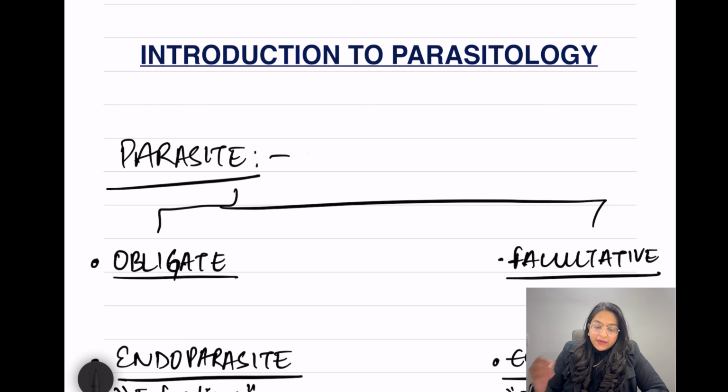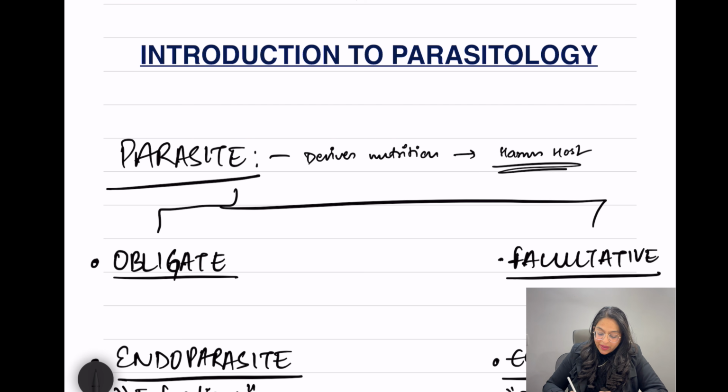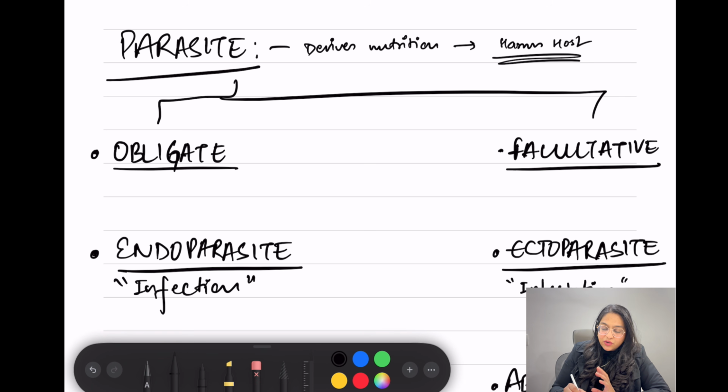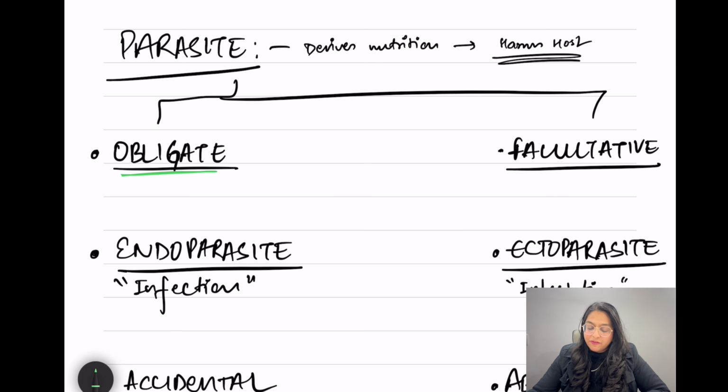For introduction, we know that a parasite is somebody who derives nutrition from the host and in turn it harms the host. It is never going to benefit the host, even if not harm. It can be classified into various types. A parasite can be an obligate parasite, a parasite can be a facultative parasite.